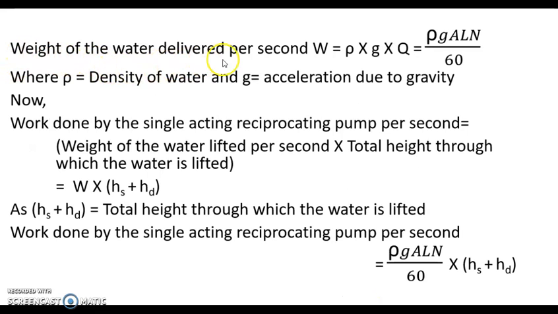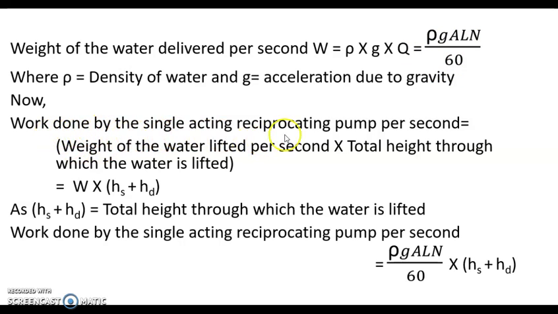Weight of the water delivered per second W is equal to mass of the water delivered per second into acceleration due to gravity. And we know that mass of the water delivered per second is equal to discharge per second multiplied by density of the water. So mass of the water delivered per second is Q multiplied by rho, where Q is the discharge per second and rho is the density of water. So in this case, weight of the water delivered per second is equal to rho into g into Q.